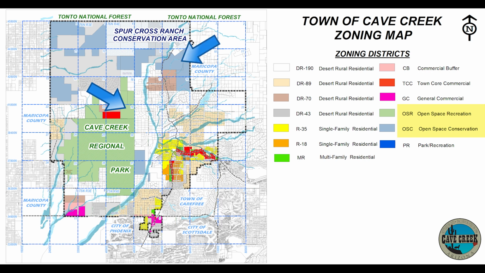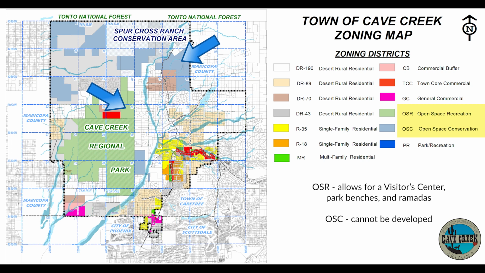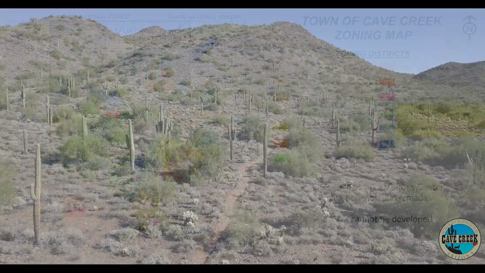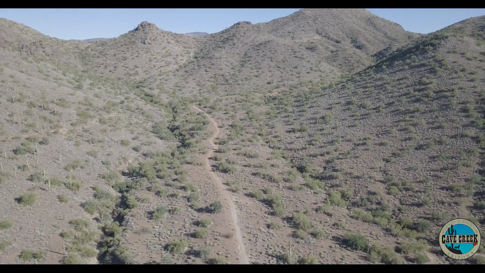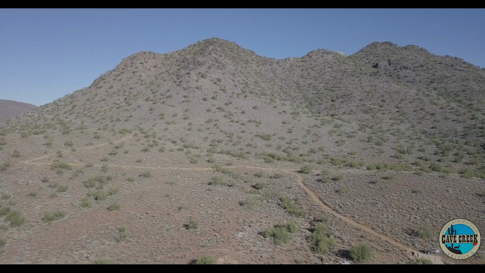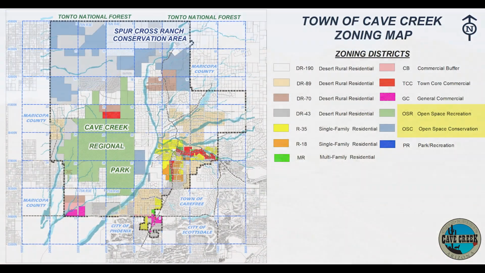OSC in light blue means open space conservation. Open space recreation allows for a visitor center, park benches, and ramadas, where open space conservation cannot be developed, and is for conservation for wildlife and biodiversity. Both districts allow for non-motorized public access via designated trails.